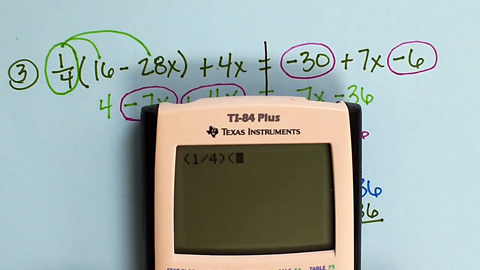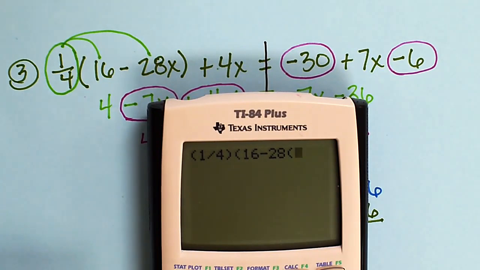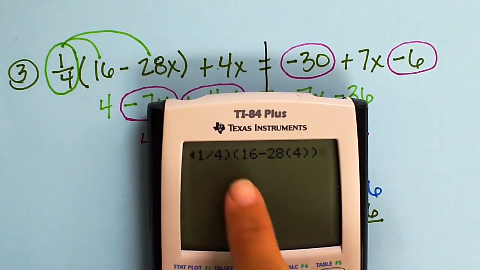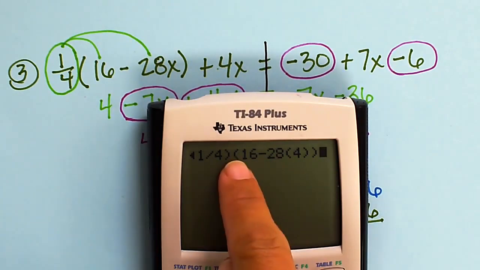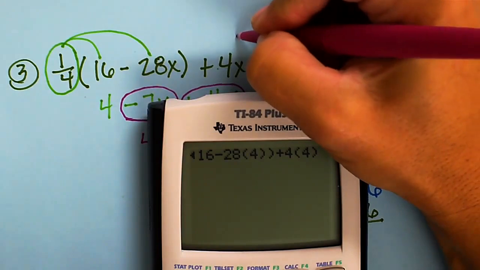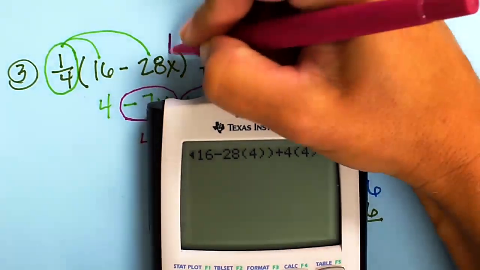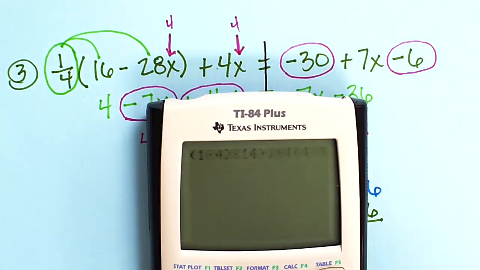So to be on the safe side, always put fractions in parentheses in your calculator, okay? So I have 1/4 and then open parentheses 16 minus 28. And I'm going to multiply that by 4 because that was what we got x equal to. And notice I'm going to need to close those parentheses again. I put the 4 in parentheses because it was multiplied by 28, but I need my parentheses around my 16 minus 28 times 4 because of this distributive property. It's going to be all of that plus 4 times 4, because here's my x again. So I am plugging 4 in everywhere that I see an x. Okay, I'm putting 4 in its place.